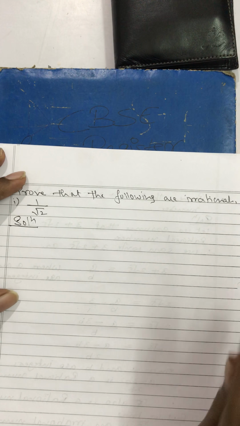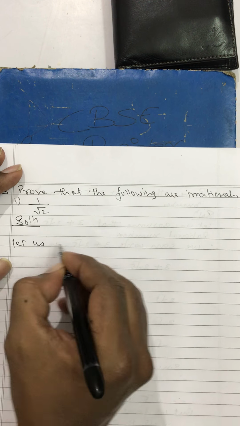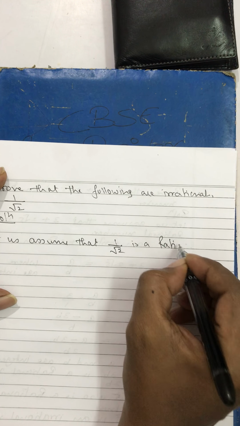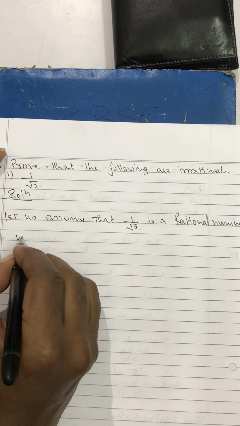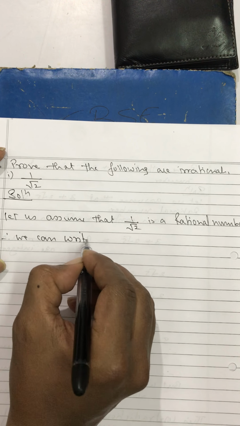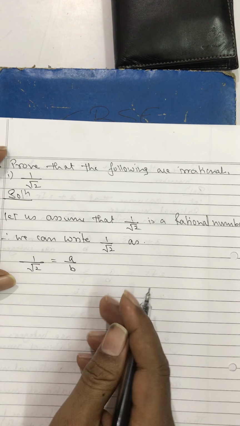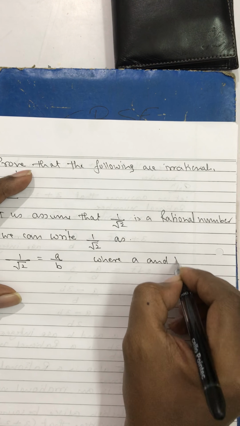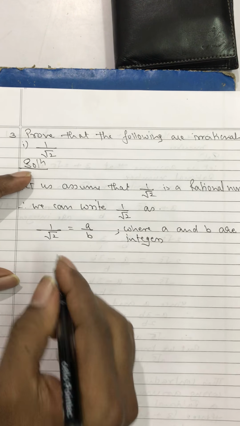Maybe now you have solved and now you are checking your answer. So let us consider this thing. Let us assume that 1 upon root 2 is a rational number. So what do we get? Therefore we can write 1 upon root 2 as what? 1 upon root 2 is equal to a upon b in the form of a fraction, where a and b are integers. Fine.